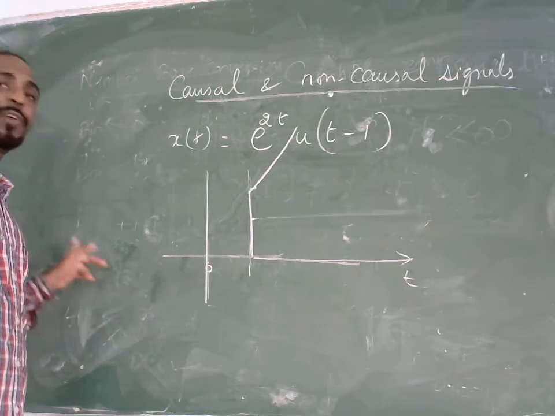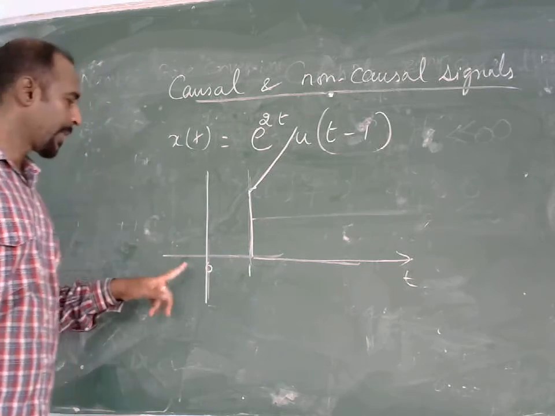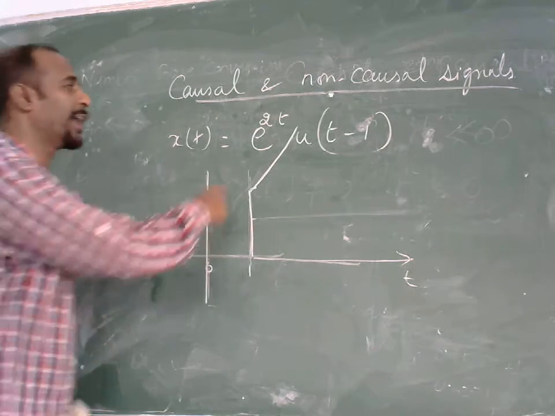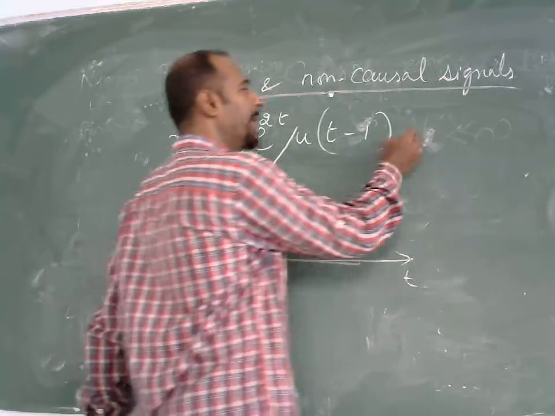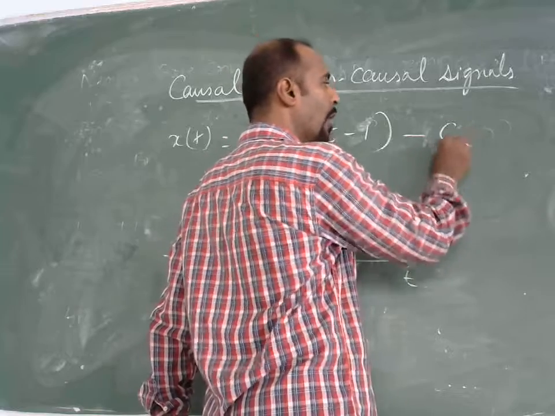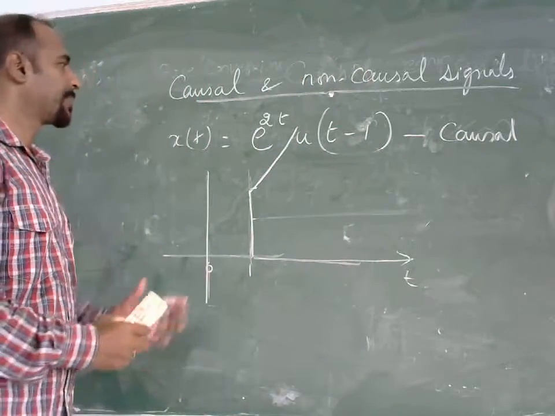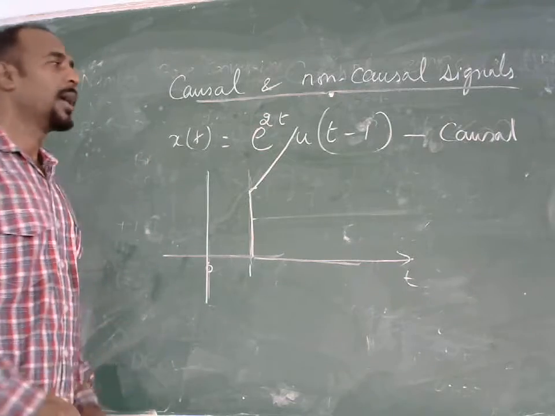Now, does it exist for negative values of t? No. For minus 1, minus 2, etc., it does not exist. So therefore, this signal is qualified to be a causal signal. It is a causal signal. Right? So we have taken this.